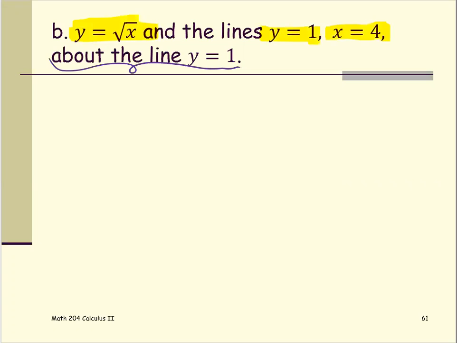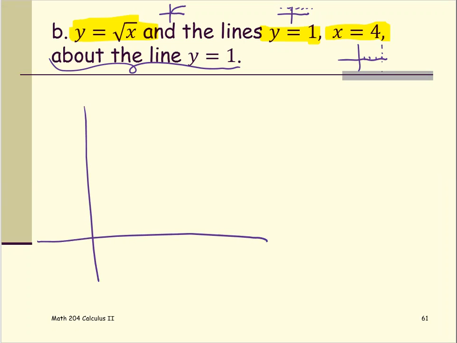So the typical graph of y equals square root x, the same as what we did in the previous example, that's the square root graph. The line y equals 1 is the horizontal line. The line x equals 4 is the vertical line. Now we're going to put them all together. Okay, I use the bigger area here.